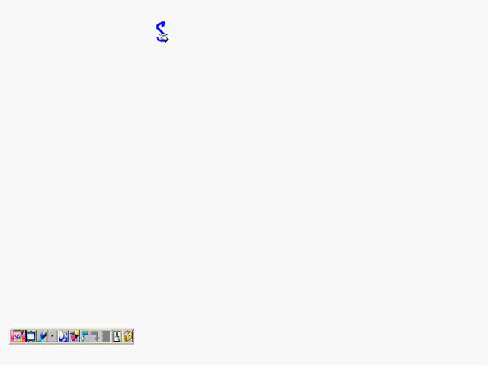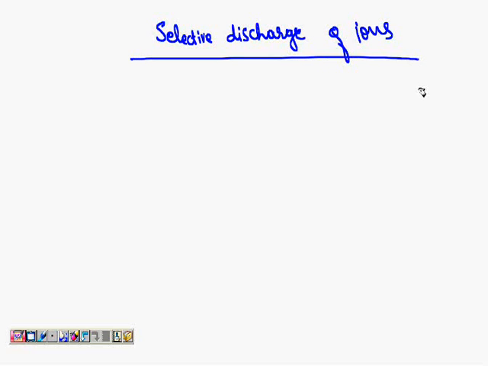Next part is selective discharge of ions. Okay, selective discharge of ions.